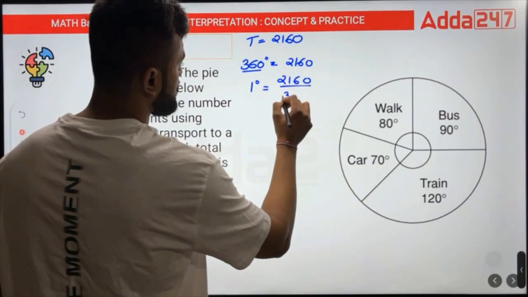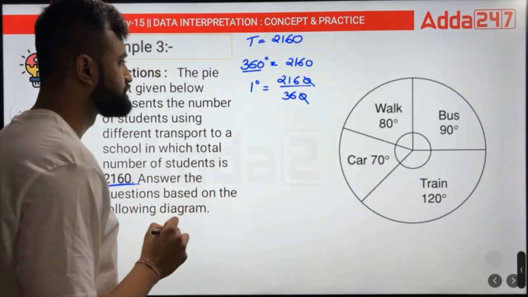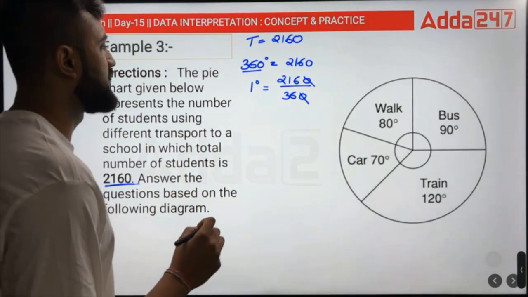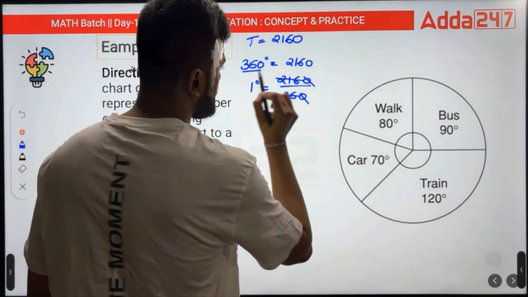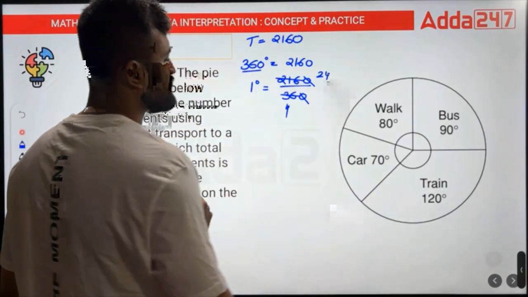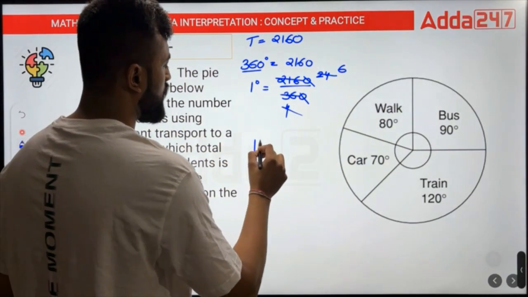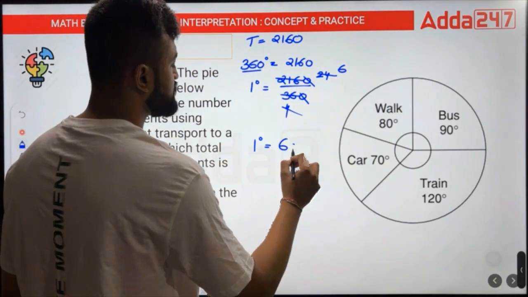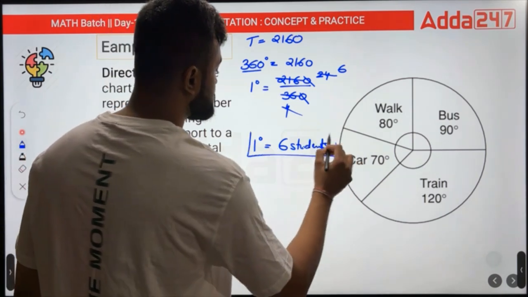Divided by 360. Now you cancel the unnecessary term, 0, 0 cancels out. Okay. From 9 I can cancel, yes. 9 4 is 36. 9 24 is 216 and 4 6 are 24. That means, my friend, 1 degree represents 6 students. 1 degree is equal to 6 students.